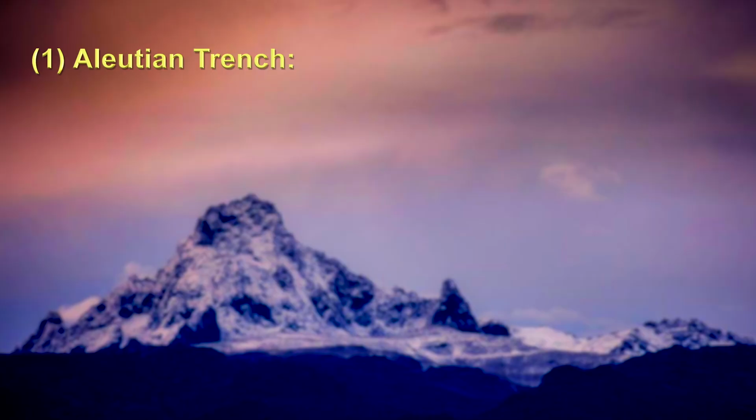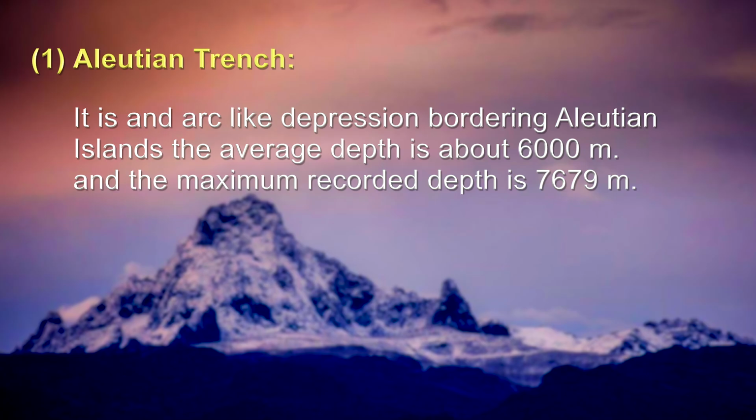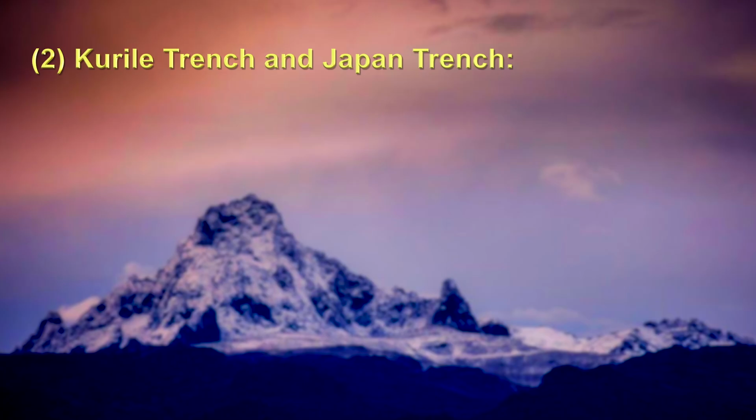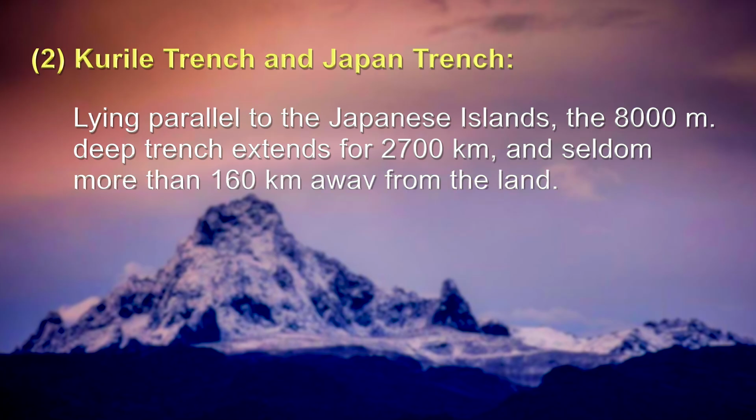The Aleutian Trench. It is an arc-like depression bordering the Aleutian Islands. The average depth is about 6,000 meters and the maximum recorded depth is 7,679 meters. Kuril Trench and the Japan Trench, which lie parallel to the Japanese islands. The 8,000 meters deep trench extends for 2,700 kilometers and seldom more than 160 kilometers away from the land. In it are situated Tuscarora Deep and Ramapo Deep.